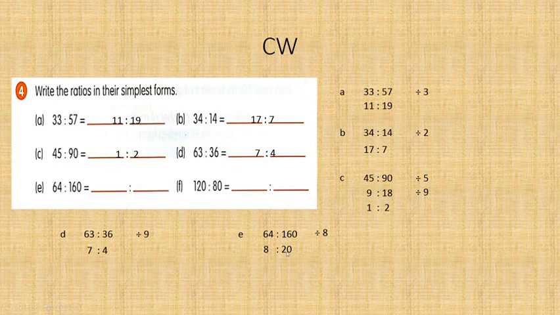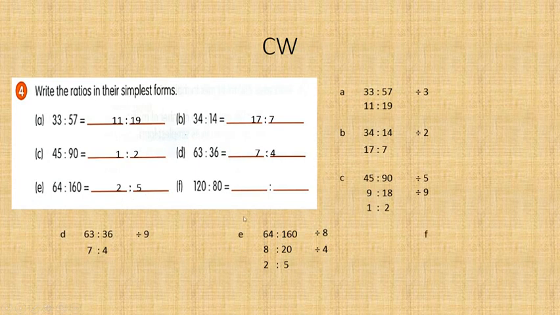Okay, so 8 to 20, are they the simplest form? No. I can see here that both of them are in table 4, so I will divide by 4. So the answer is going to be 2 to 5, because 8 divided by 4 is going to be 2, and 20 divided by 4 is going to be 5. So the answer is going to be 2 to 5.